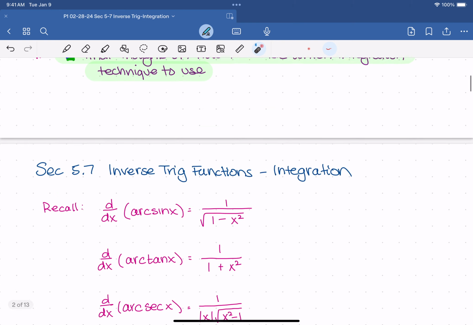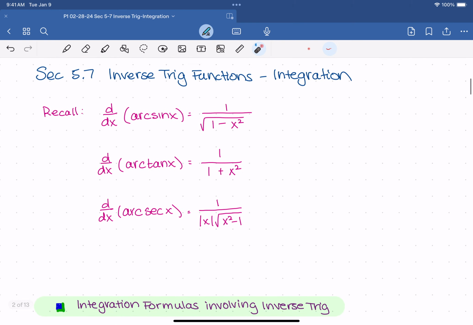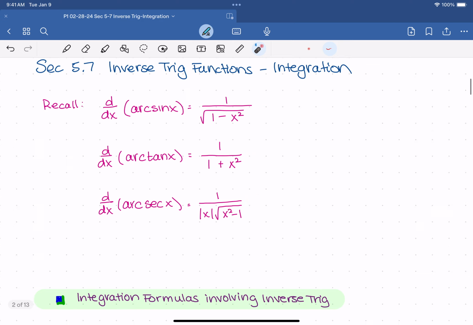Okay, let's get started. So these were our derivative formulas that we did last class. And yes, you could just go backwards and say that this integral is equal to this and so on. But that's only useful when you have just simple x's here. So there's actually some variations of these formulas that we're going to use for integration, which I think are a lot more useful to use and make things a lot easier.